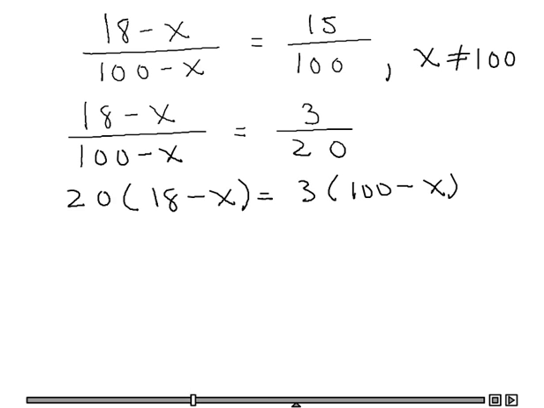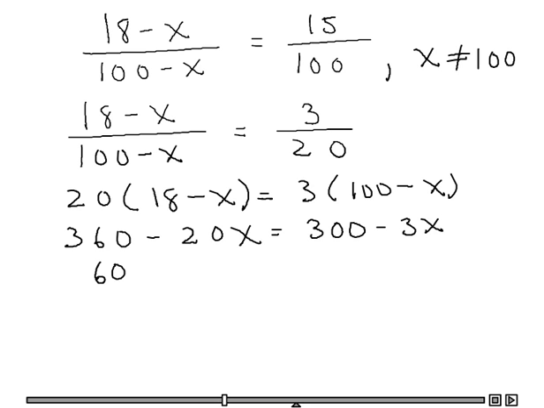If we distribute, we're going to have 360 minus 20x is equal to 300 minus 3x. Let's next subtract 300 from each member, which will leave us with 60 on the left-hand side, minus 20x is equal to negative 3x on the right-hand side.